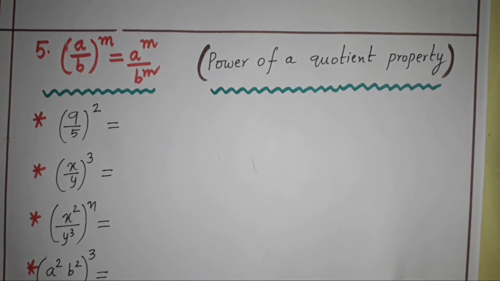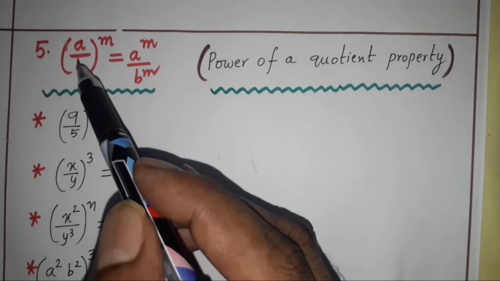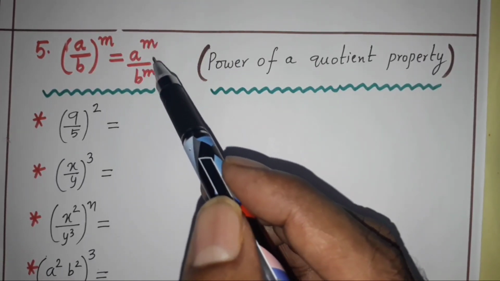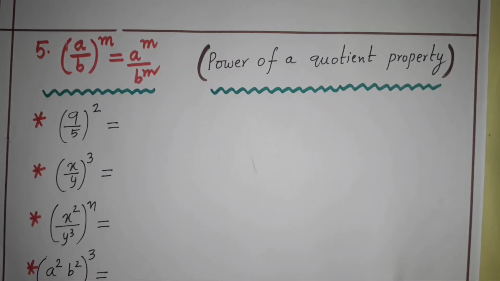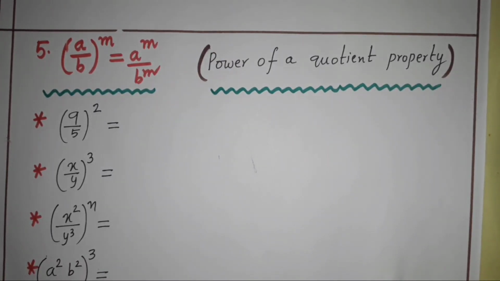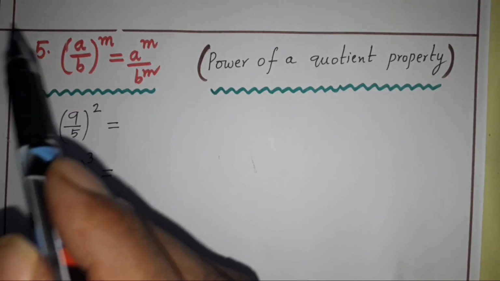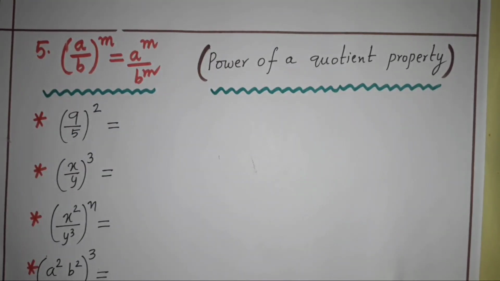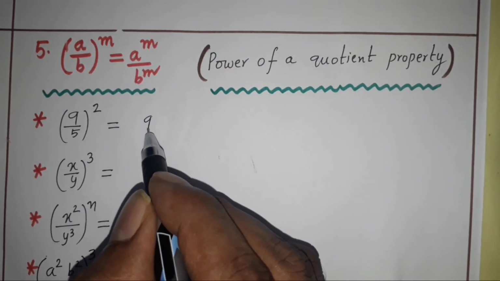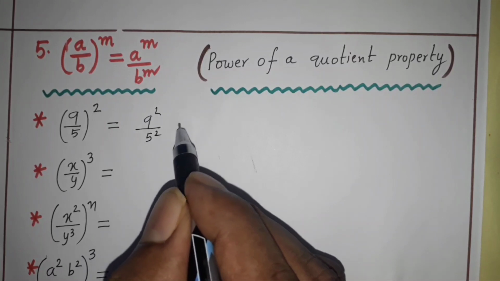Now the same rule we can apply in division also. That means (a by b) whole to the power of m is equal to a to the power of m by b to the power of m. This is called the power of a quotient property. That means if you have a whole power for a division, then that whole power belongs to each and everything inside the bracket. Let us see some examples. (9 by 5) whole square. You can write 9 square by 5 square.